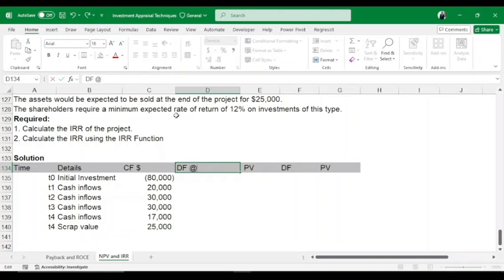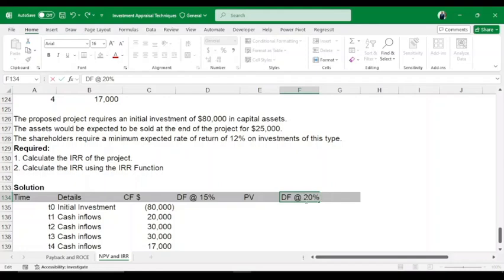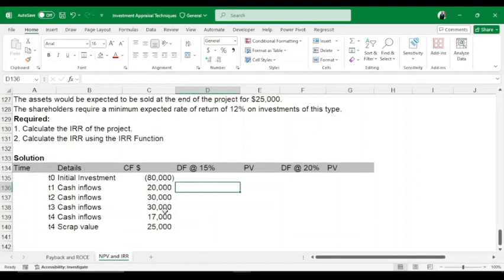Since the minimum expected return rate here is 12%, I can use that as a guide so that I don't pick anything too random. So I can pick 15% as my first rate. So discount factor at 15%, and then the second one I can pick at 20%. Remember, there is no right or wrong discount rate here. Just make sure that you pick one that correctly predicts your NPV. Now the IRR is a relative measure and it is highly subjective. Okay, it is just an estimate, so you don't have any accurate IRR calculation.